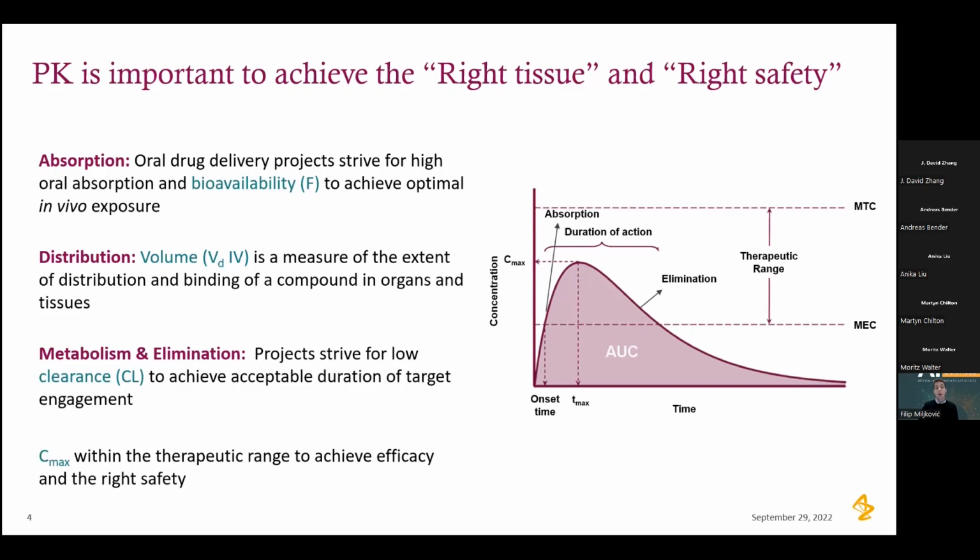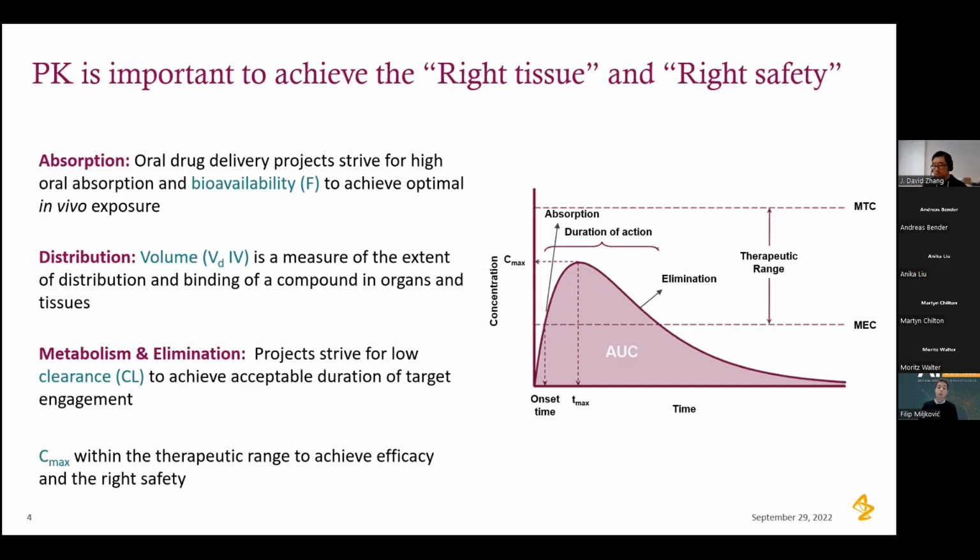And I would like to focus on several components of the pharmacokinetics that are essential for the drug exposure. One of these is the absorption. As you know, the majority of the developed drugs are intended for oral administration, and each drug project developing such drugs aims to have high oral absorption and bioavailability to achieve optimal exposure in vivo. Another important component is how this drug, once administered, distributes into the tissues and organs. So does it reach the intended target? And this is what we measure with the volume of distribution.